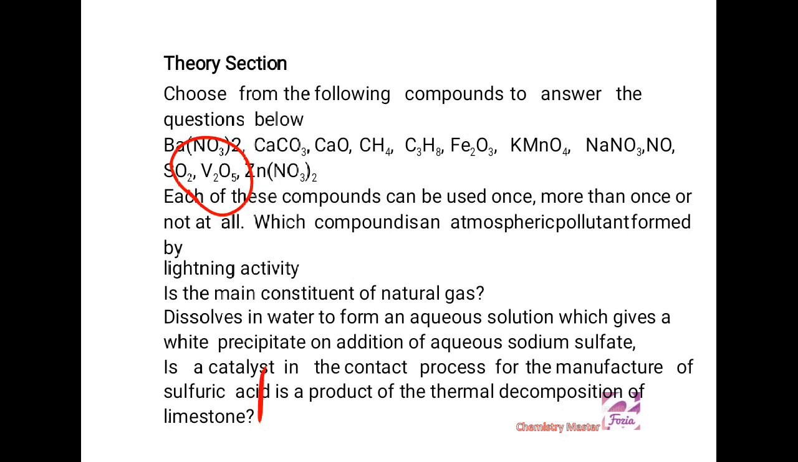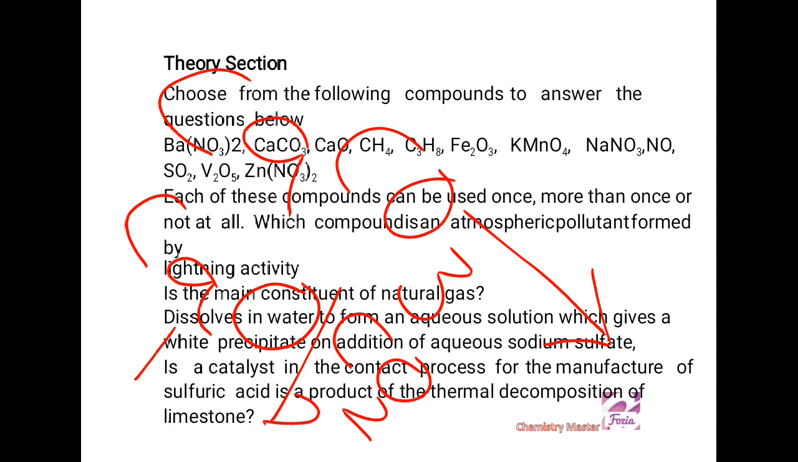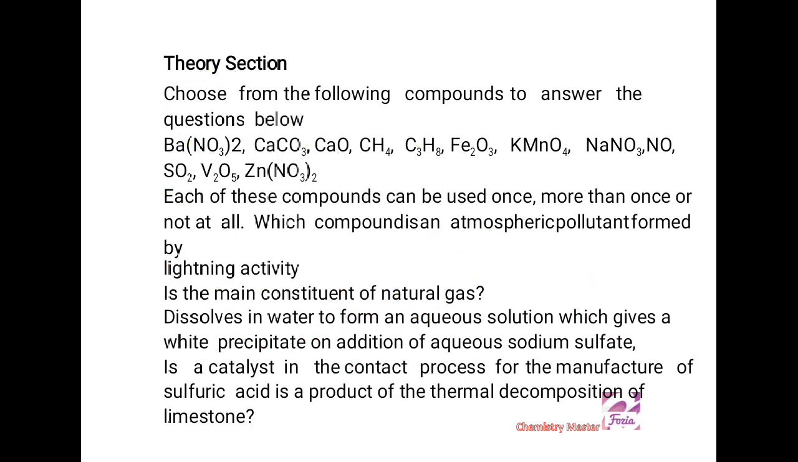Okay, the last question is here. Dash is a product of thermal decomposition of limestone. You know what limestone is? Limestone is CaCO3, calcium carbonate, and when we heat this calcium carbonate, it decomposes into calcium oxide and carbon dioxide. So out of these two compounds, compound number 1 and compound number 2, just see which compound is given as an option. Yes, I can see it. It is here, calcium oxide.